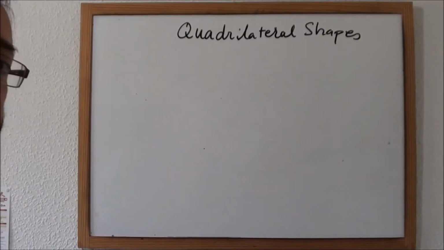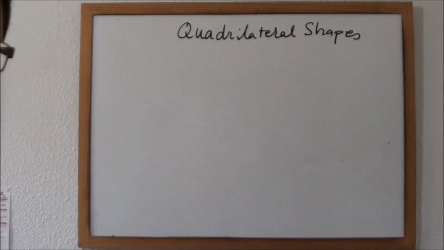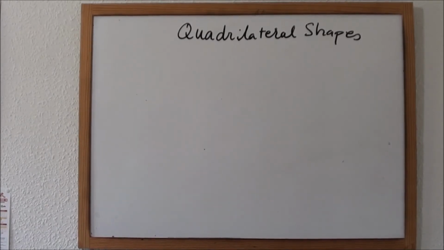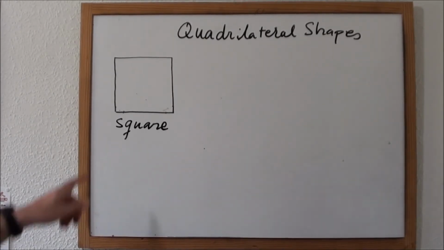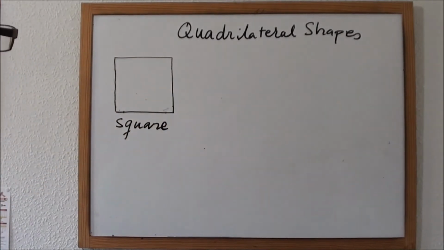And now, to finish the video, we are going to talk about quadrilateral shapes. Well, the easiest and simplest quadrilateral shape is the square. That is a quadrilateral, four sides. That's the meaning of quadrilateral, four sides. So a quadrilateral with all the sides and all the angles equal, that's what we call a square. Here, all the sides and all the angles equal, so that's a square.